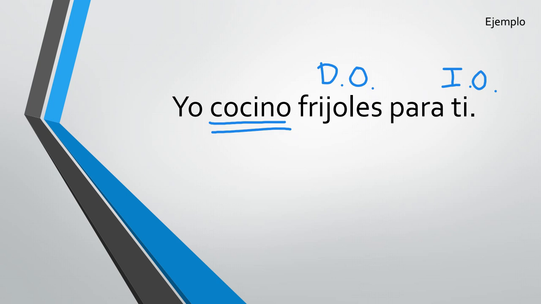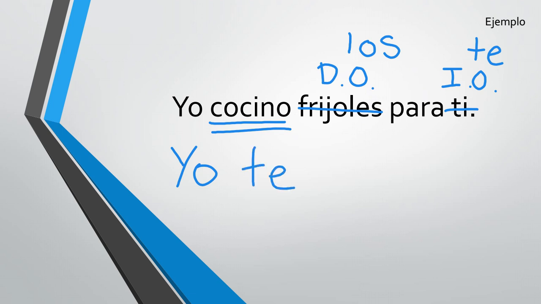And we're gonna replace those. So frijoles is going to become los, right? That's the pronoun that we'll use to replace it. And ti, we would use te for our indirect object pronoun, right? So when I rewrite the sentence, I'm going to take my indirect object pronoun te first, put it here. Then I'm going to take my direct object pronoun los and put it here. And then I'll put my verb after that, cocino. And then I'm going to go ahead and put my period here.